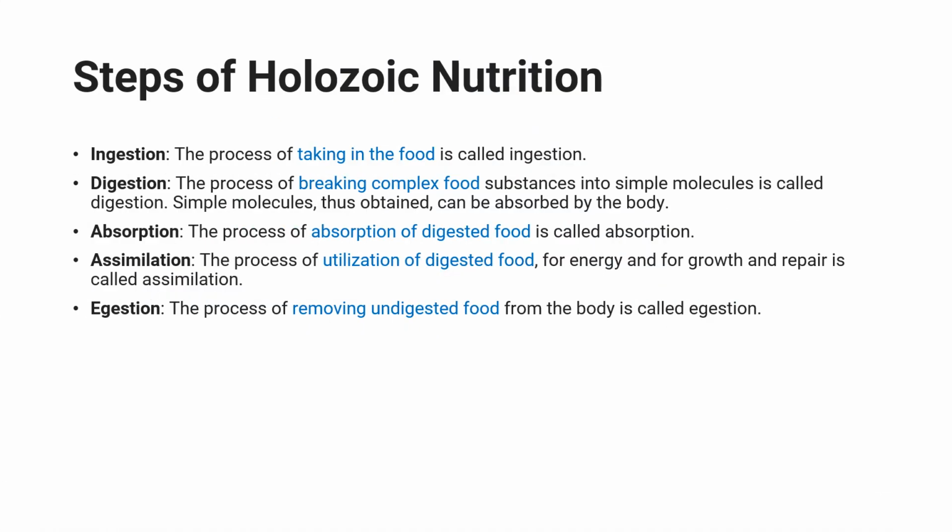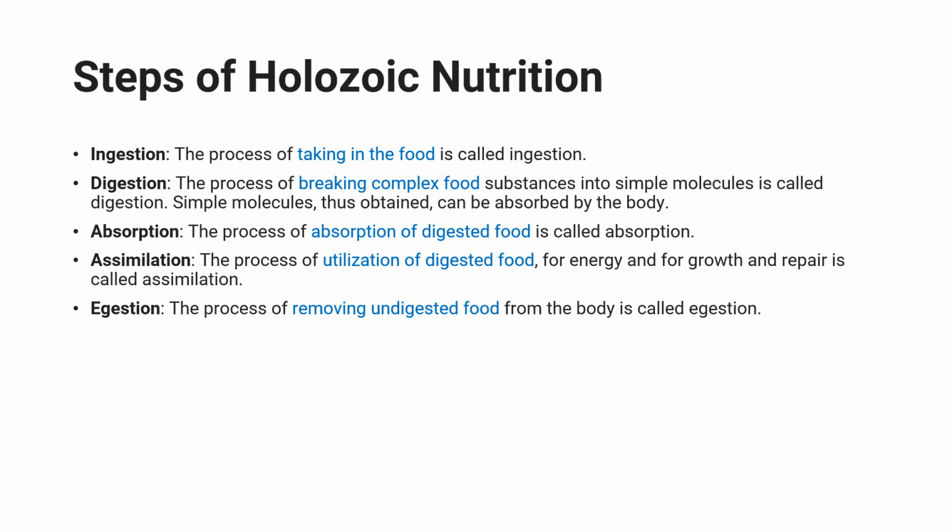Let's look at the steps of holozoic nutrition. First is ingestion. The process of taking in the food is called the ingestion. Digestion. The process of breaking complex food substances into simple molecules is called digestion. Simple molecules thus obtained can be absorbed by the body.